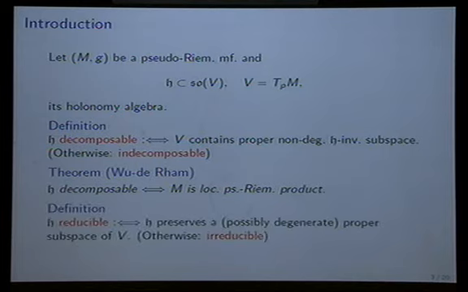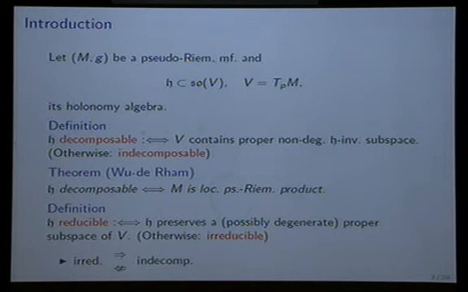A similar notion is that of a reducible linear Lie algebra. It's not exactly the same, but it is related. H is called reducible if it preserves a possibly degenerate proper subspace. In this case, we do not insist on the scalar product being non-degenerate on the subspace. So here we have more subspaces which are allowed, and otherwise we call H irreducible.